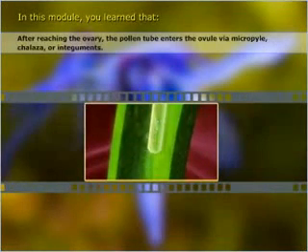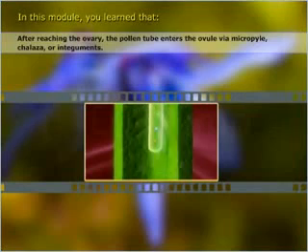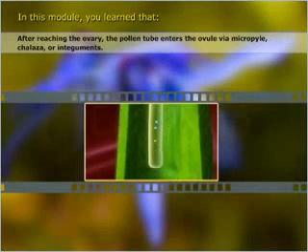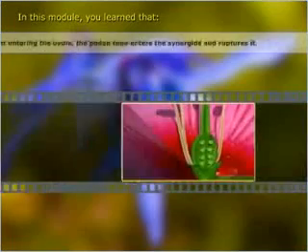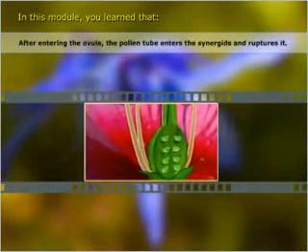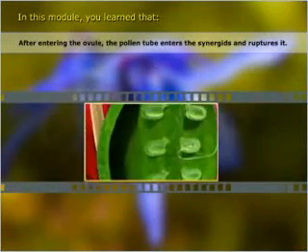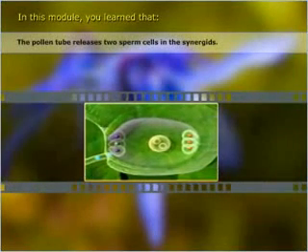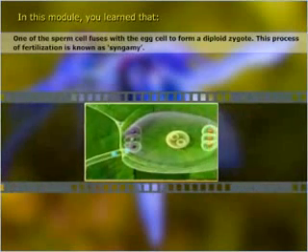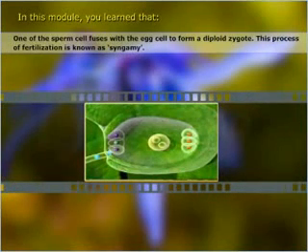After reaching the ovary, the pollen tube enters the ovule via the micropyle, chalaza, and integuments. After entering the ovule, the pollen tube enters the synergids and ruptures it. The pollen tube releases two sperm cells in the synergids. One of the sperm cells fuses with the egg cell to form a diploid zygote. This process of fertilization is known as syngamy.